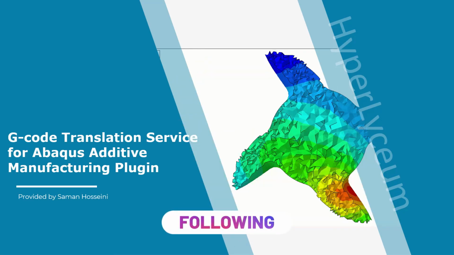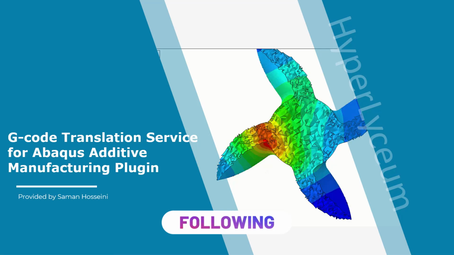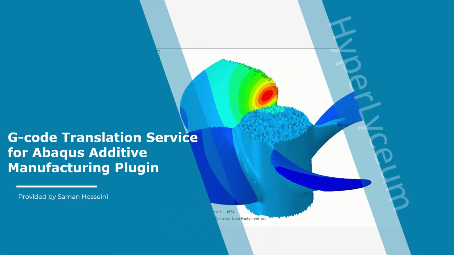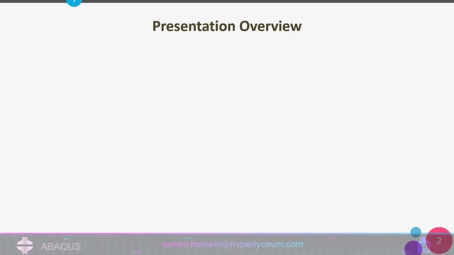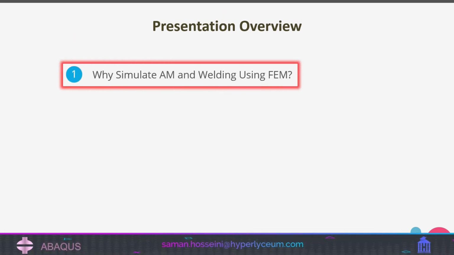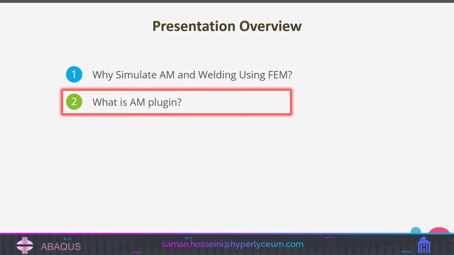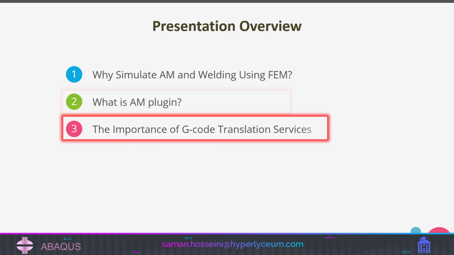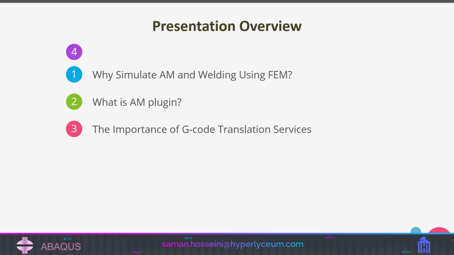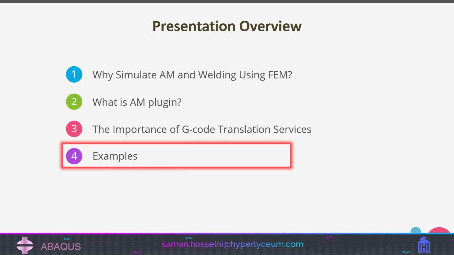In this video, I'll show you the Gcode translation service, which is designed for the Additive Manufacturing plugin in Abaqus. First, I'll discuss the importance of using finite element software like Abaqus. Then, I'll introduce the AM plugin and explain the significance of using the Gcode translation service. Finally, I'll provide examples created with this product.